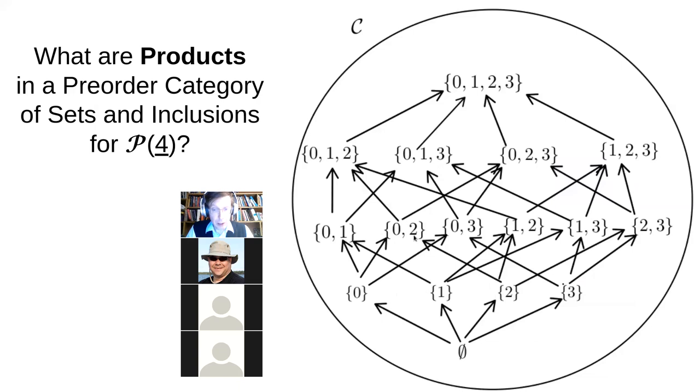Yeah, {0, 2}. Okay, let's try it with something else. How about {1} and {3}? What's the closest upstream thing? Again, the empty set. And what's the closest downstream thing? The set of 1 and 3. Yeah. Okay. Now let's try some things between rows. How about {3} and {0, 2}? So this one and this one. What would the closest upstream thing be to that?